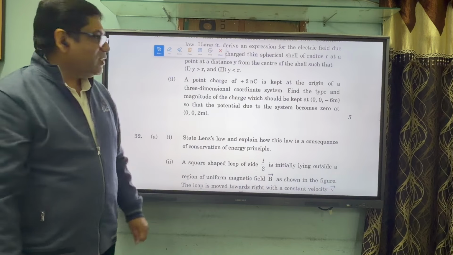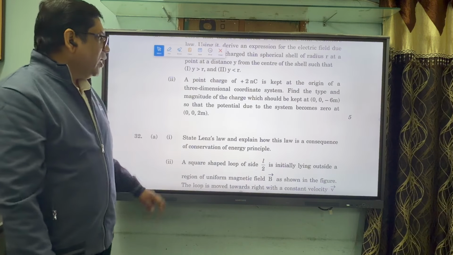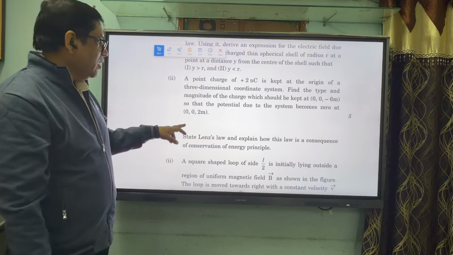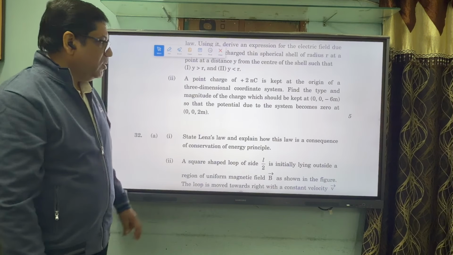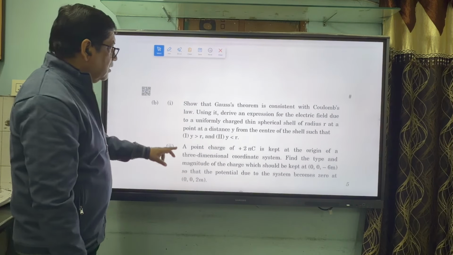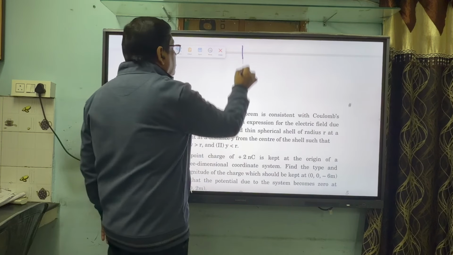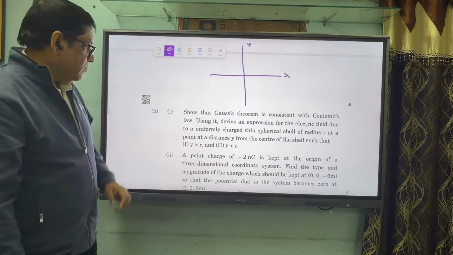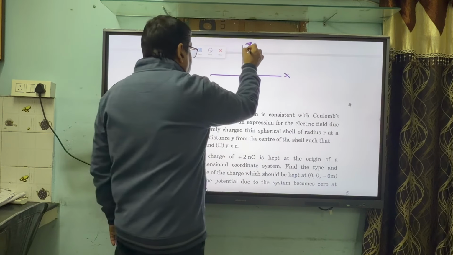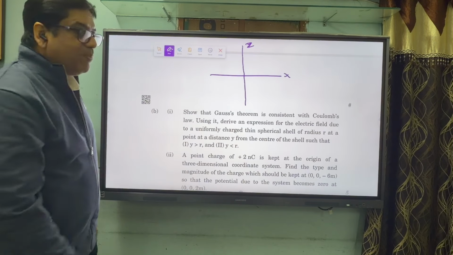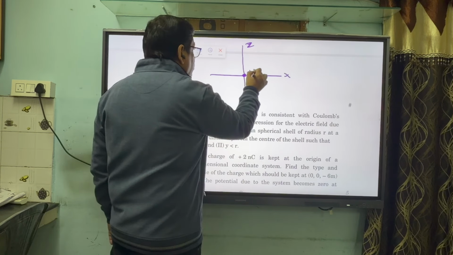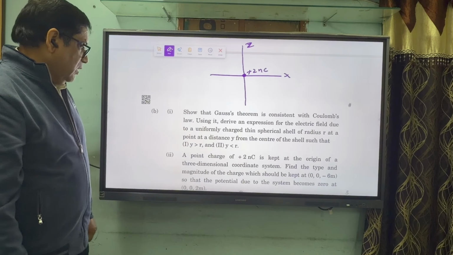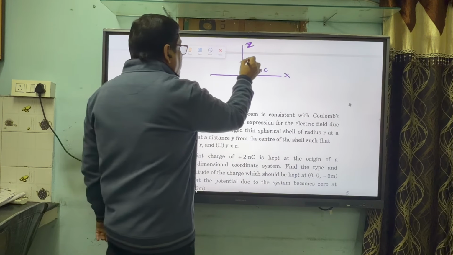+2 nanocoulomb charge is placed at origin. Find the type and magnitude of charge that should be placed at this point so that the potential due to this at this point (0,0,2) becomes 0. What they are saying is: x-axis, y-axis, and sorry, z-axis. A charge of +2 nanocoulomb is lying at the origin. Okay, we have to find the potential at this point, which is (0,0,2).